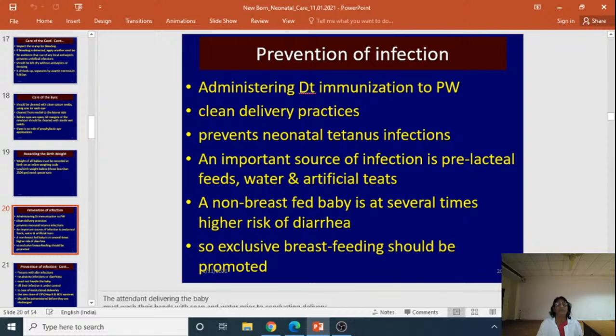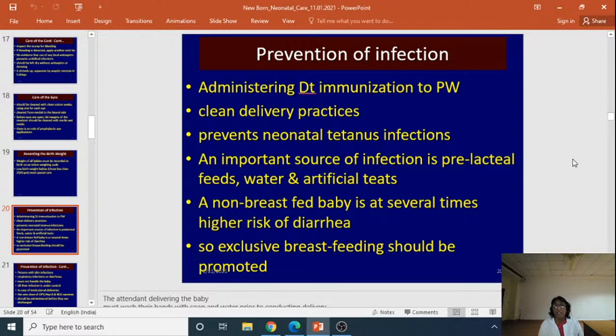Then prevention of infection. How do we prevent infection? We can prevent infection by administering, actually it should be TD, tetanus and diphtheria. It was a typing error. It should be given to pregnant women. Recently, 2 months ago, they changed from TT to TD. TD is tetanus and diphtheria. The T component prevents tetanus in pregnant women. It prevents maternal tetanus as well as neonatal tetanus, in the pregnant women as well as in the neonate.